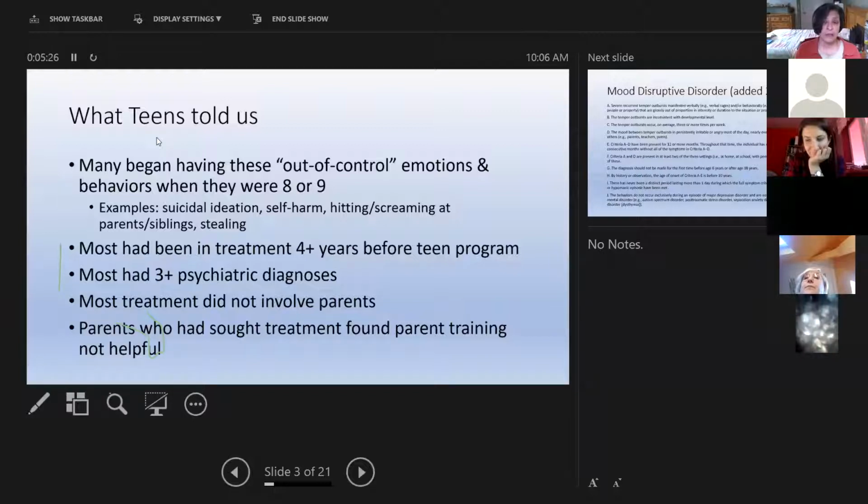Parents also let us know that they had at times sought treatment for themselves in terms of parent training, and that they found that that wasn't very helpful. And so dialectical behavior therapy, given it is a behavior therapy, some of our parents are kind of skeptical when they come into us and they hear, oh, behaviorism, we've done that, didn't work. And so I'm going to talk a little bit about how our program is a bit different from standard parent training, although we do incorporate parent training.